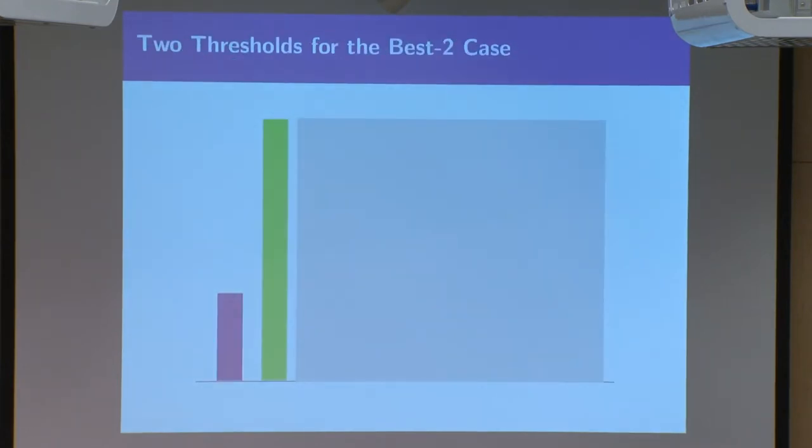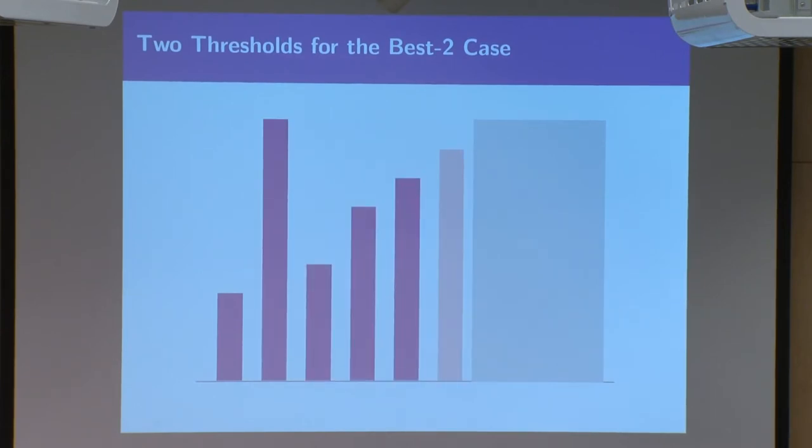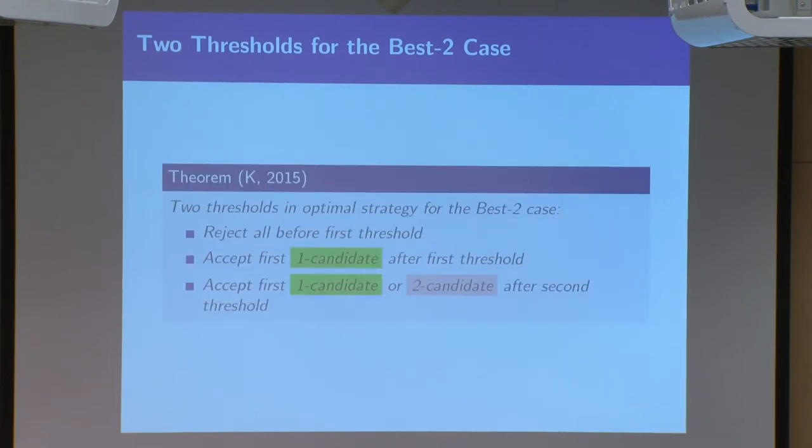Now we're going to move on to the best two case of the sliding window secretary problem, where you win if you choose one of the top two applicants. That means there are two different types of candidates. There are one candidates, or the best applicant out of all the applicants you've seen so far, and there are also two candidates, or the second best applicant out of all the applicants you've seen so far. And because there are two different types of candidates, there are two different thresholds. You reject all the applicants before the first threshold. You accept the first one candidate after the first threshold that you see. And after the second threshold, you consider the first one candidate or two candidate.